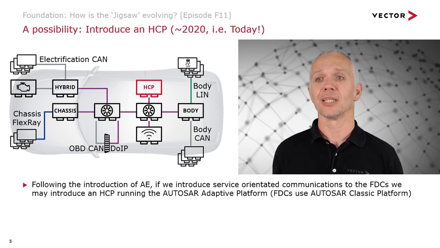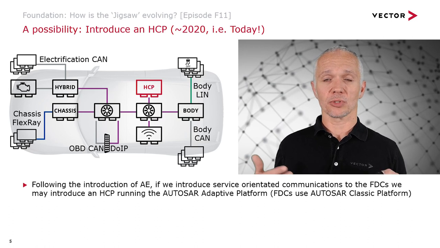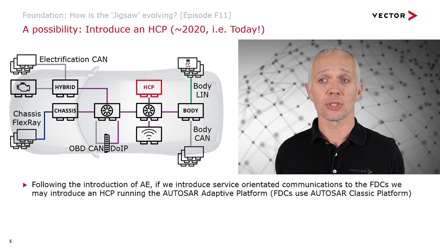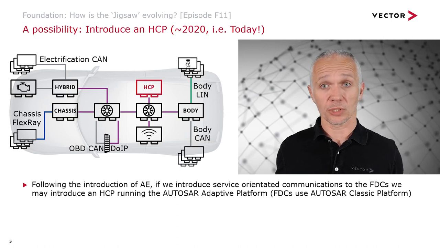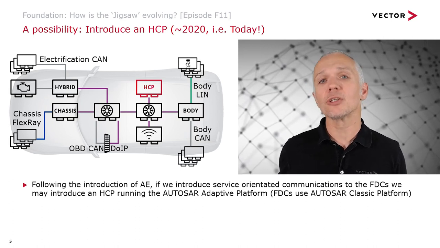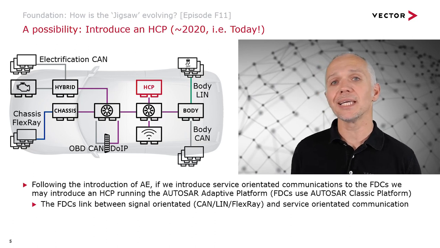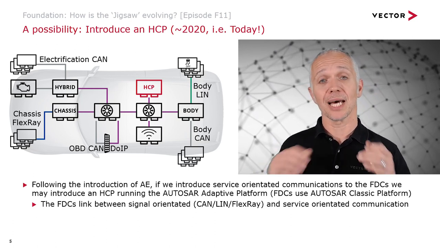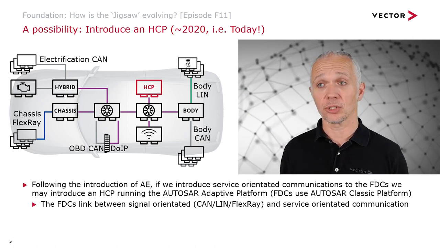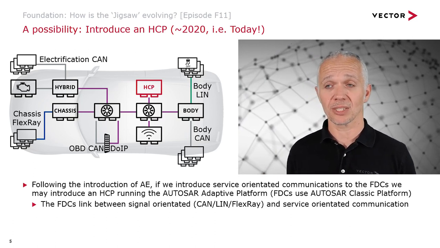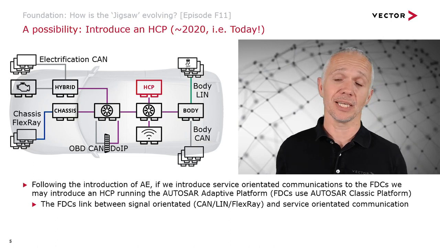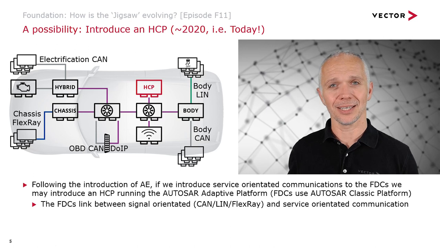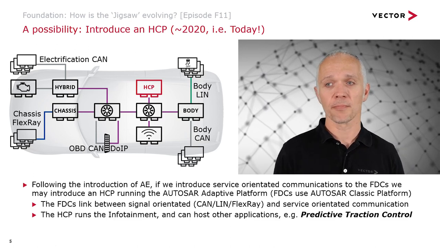So here we have that picture of a high-performance computing platform with Adaptive working side-by-side with ECUs running the AUTOSAR Classic platform. And our functional domain controllers get a special role in this. They are linking the signal-oriented worlds of CAN, LIN, and FlexRay and the service-oriented communication of AUTOSAR Adaptive. And our connectivity link then gives us the ability to do some really nice and advanced things.